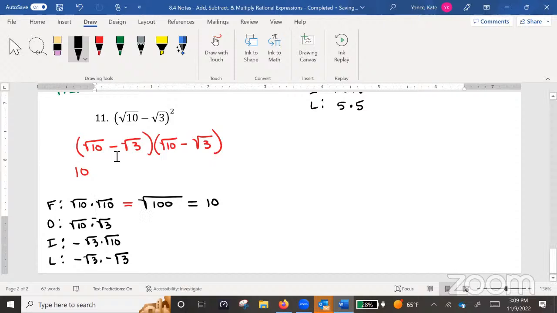Okay, and then when we do outside, we have square root of 10 times square root of 3. What would 10 break down to? 2 times 5, and 3 is already broken down. So can these be simplified if we multiply them together? No, because 2 times 5 and a 3, there's no two things to cross off, right? So we know we can just multiply these two together. So what are we going to get?